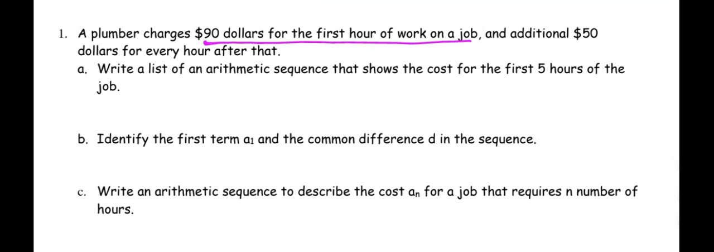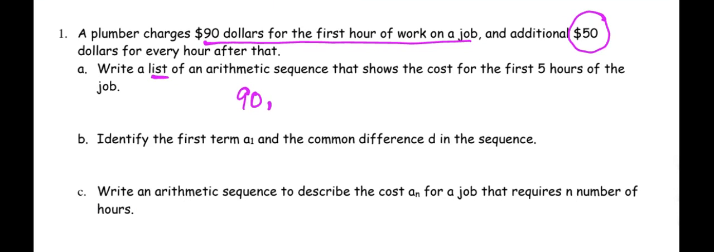So for the first hour of work, we pay $90, and then for every hour after that, we pay $50. The question is, write a list of an arithmetic sequence that shows the cost for the first 5 hours of the job. A list of a sequence starts with the first term, second term, third term, fourth term, and so on and so forth. So the first number that I'm going to put in this list is the cost for the first hour of the job, which is $90, as is mentioned in the question.